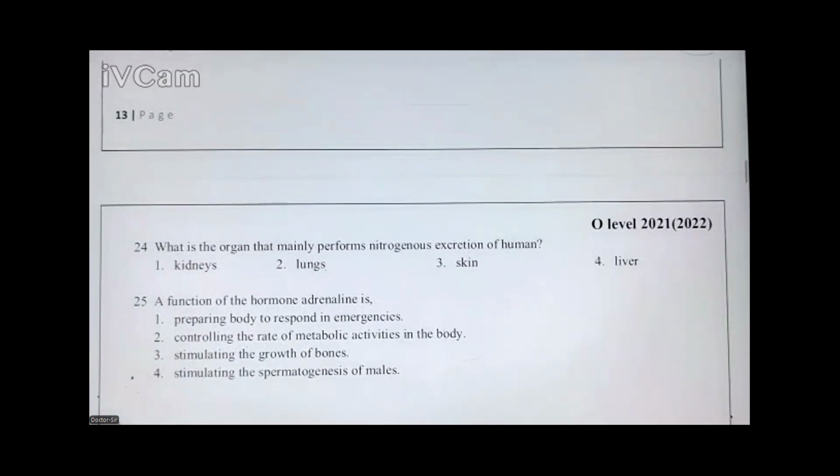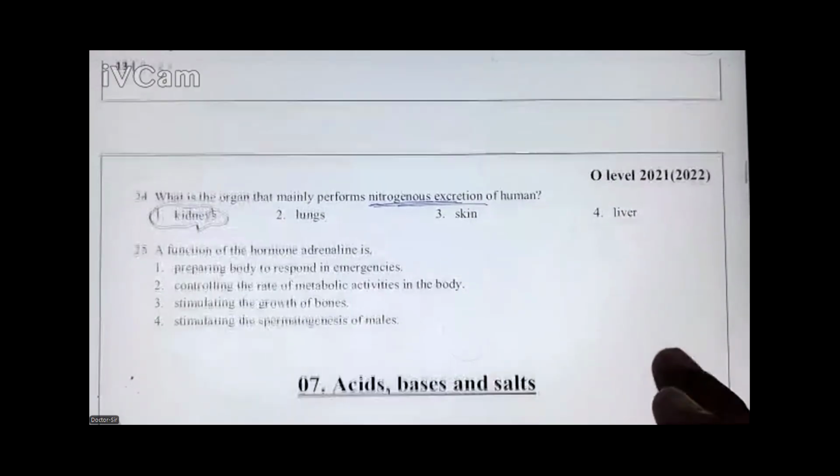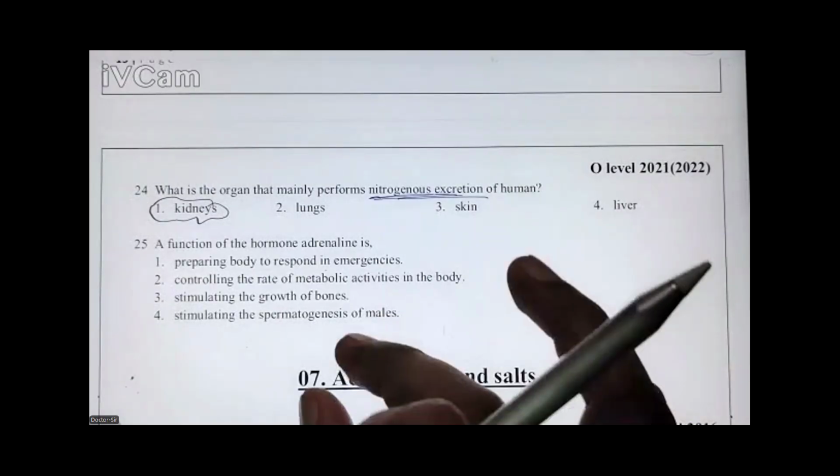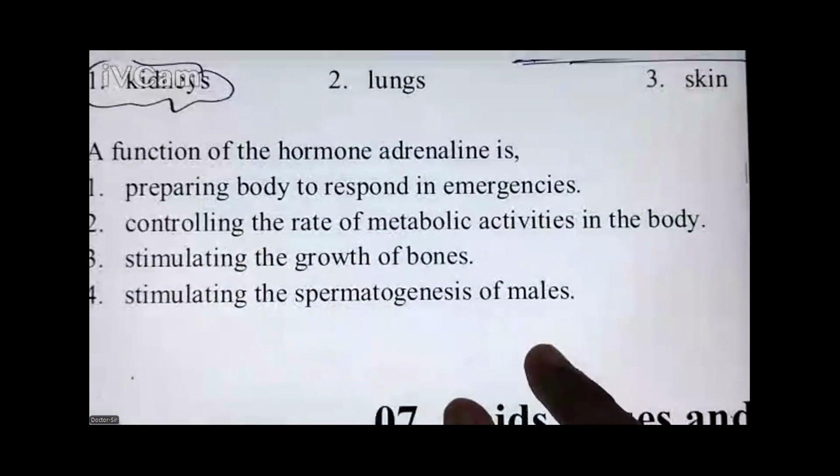Question number 24. What mainly performs nitrogenous excretion in humans? Nitrogenous excretion, the excretory system's main organ is the kidney. So the nitrogenous wastes are excreted by the kidney, right? Then answer, question number 25.